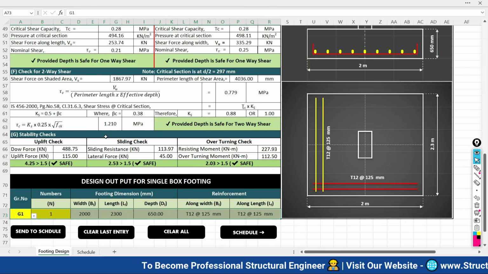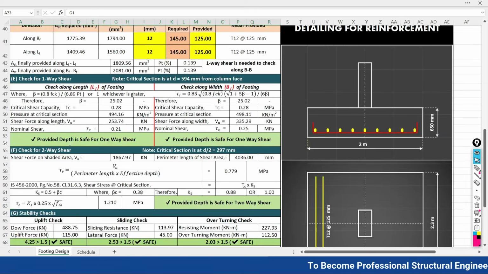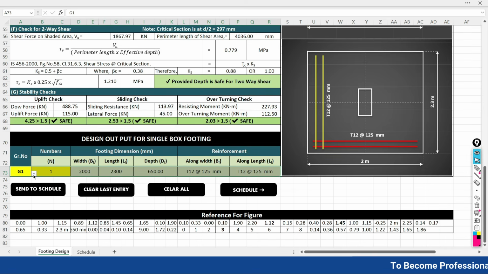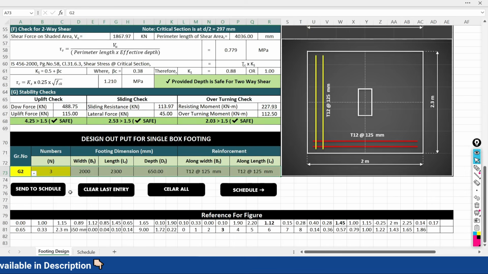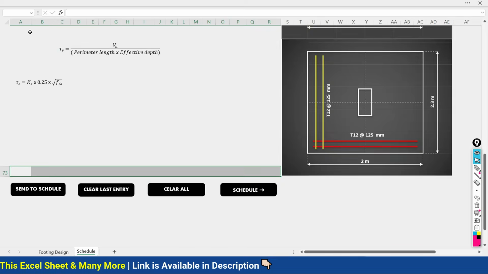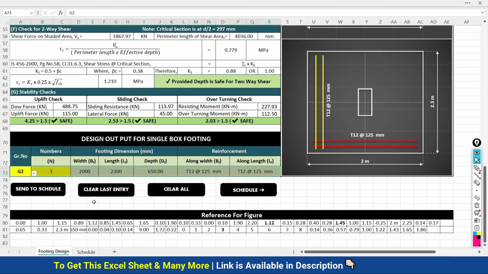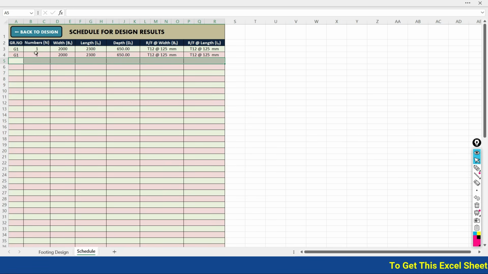When you come back to the design sheet, if suppose another design you have done here, then you have to take it in the group 2, and suppose 3 number of footings are there in this group, then you have to click over this send to schedule. So that is what is going to be updated in your schedule list. But if you feel that the last entry is done by mistake, then you can click over this clear last entry. Once you click over the clear last entry, now in your schedule list you will find only 2 entries.